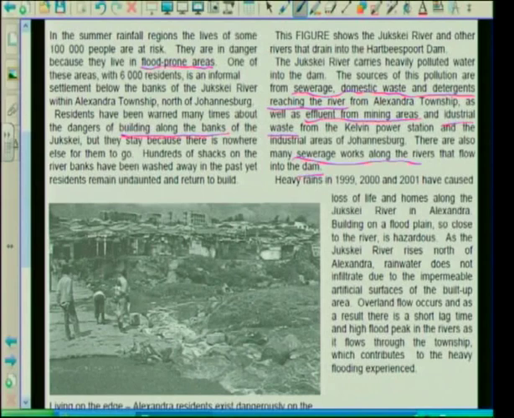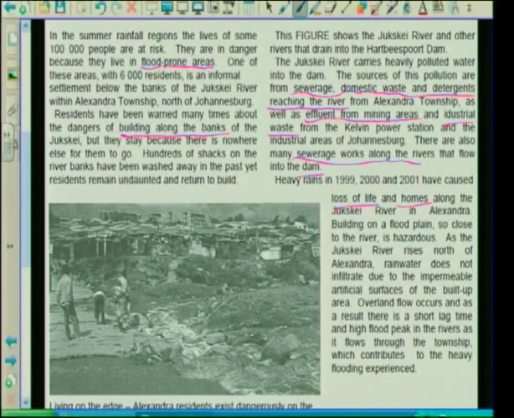Heavy rains in 1999, 2000 and 2001 have caused the loss of life, so that's what heavy rains have done. They destroy the houses along the Jukskei River. Building on the floodplain so close to the river is a problem. That's what the word hazardous means.